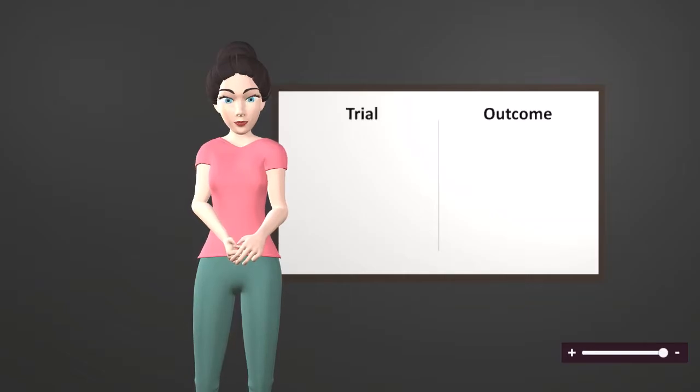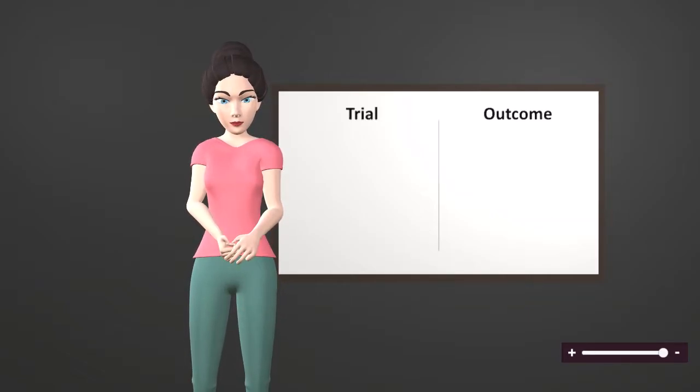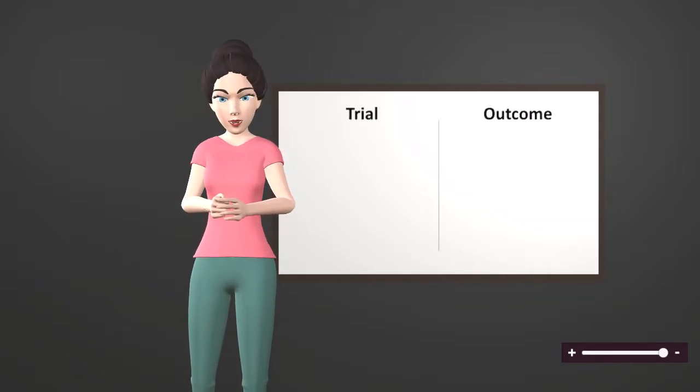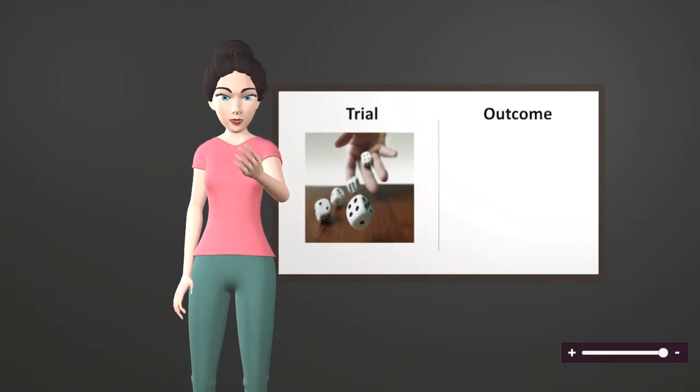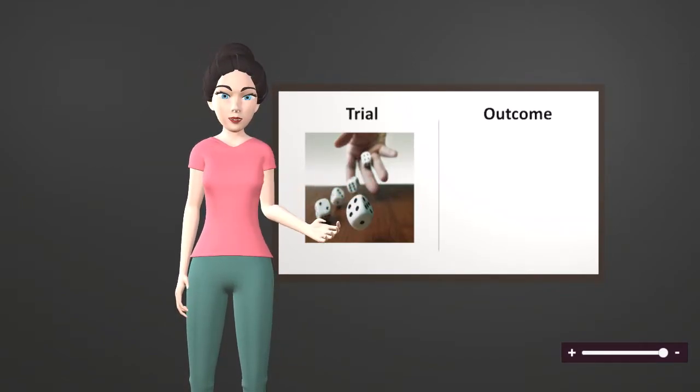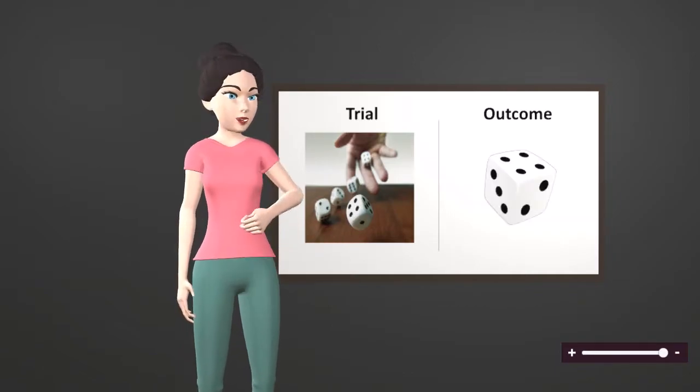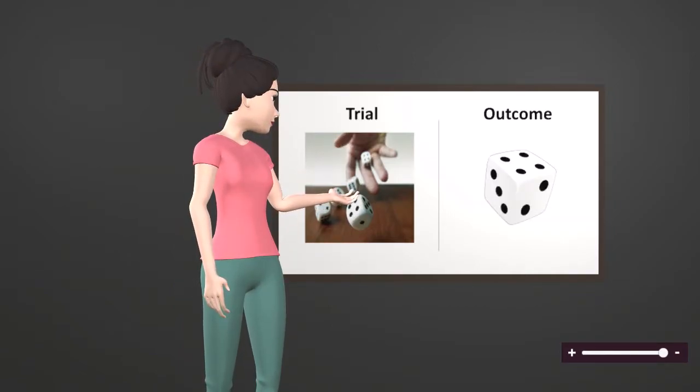This is called binomial probability. First, you need to understand trials and outcomes. A trial is something you do. For example, you roll a die. An outcome is what happens on the trial. For instance, if you roll a die, the outcome could be that you rolled a 4.